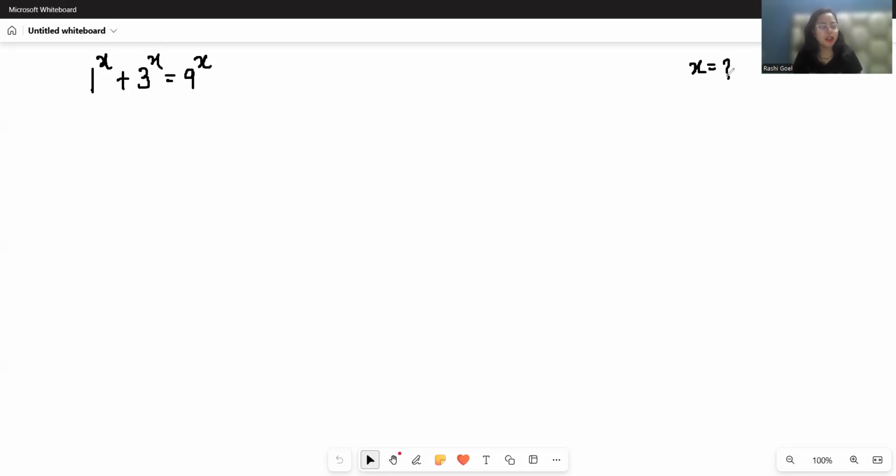So welcome to our maths journey. Today we are solving an exponential equation that blends simplicity with clever logic. So get your pen and paper and let's get this together.